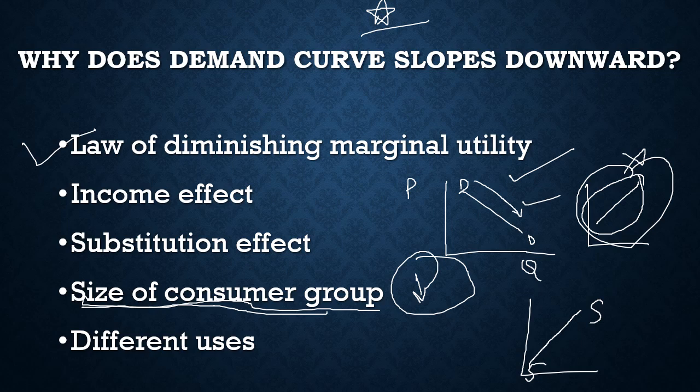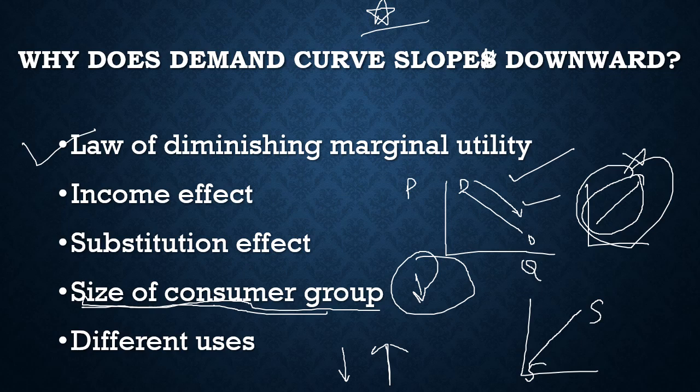Then different uses. A good may have several uses. Milk, for example, is used for making curd, cheese, butter. If the price of milk reduces, that means you can put it into different uses. And accordingly, demand for milk will expand. Okay. So these were the reasons why the demand curve slopes downward.